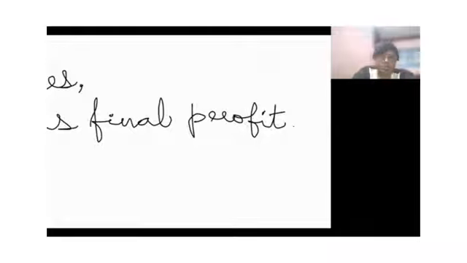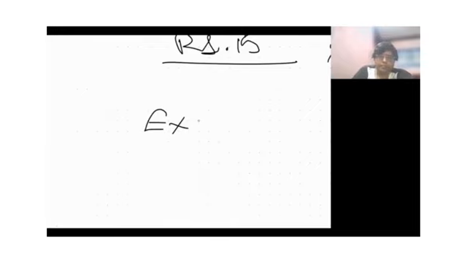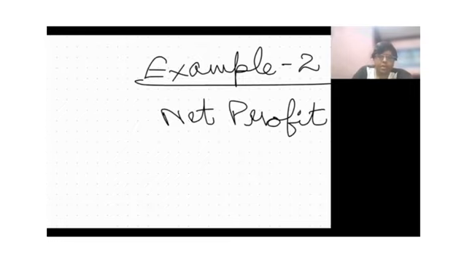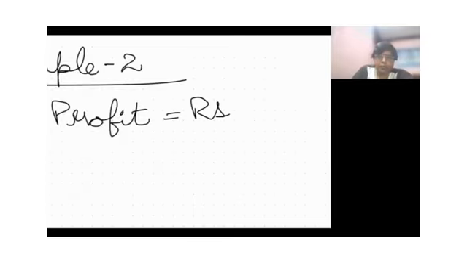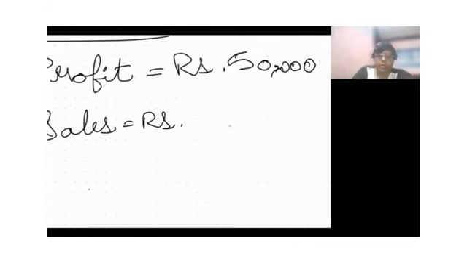Now let us see one more sum as for this. Example 2. Net profit equal to rupees 50,000 and sales equal to rupees 4 lakhs.